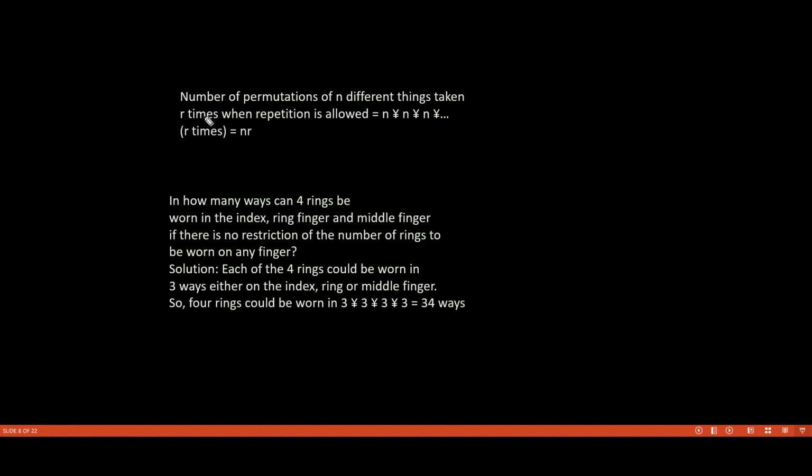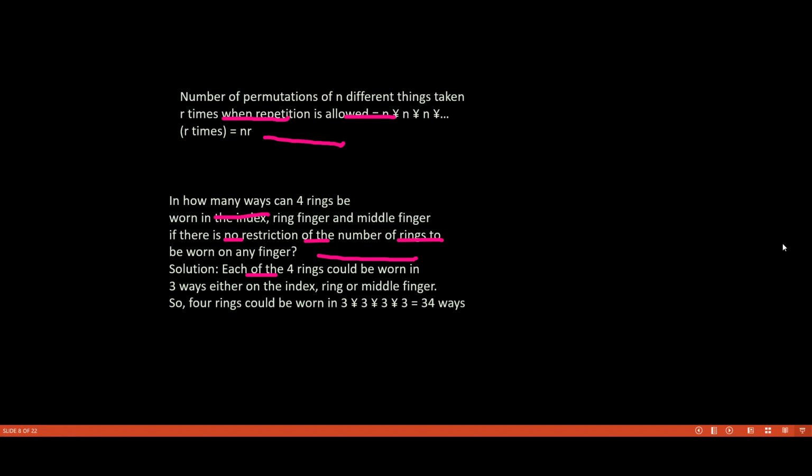Our next case is the number of permutations of n different things taken r at a time when repetition is allowed. Just see this question. This question is saying, in how many ways can 4 rings be worn on the index, ring and middle finger if there is no restriction on the number of rings to be worn on any finger? So you can wear all the rings on one finger, or 3 rings, or 4 rings. There are 3 fingers.